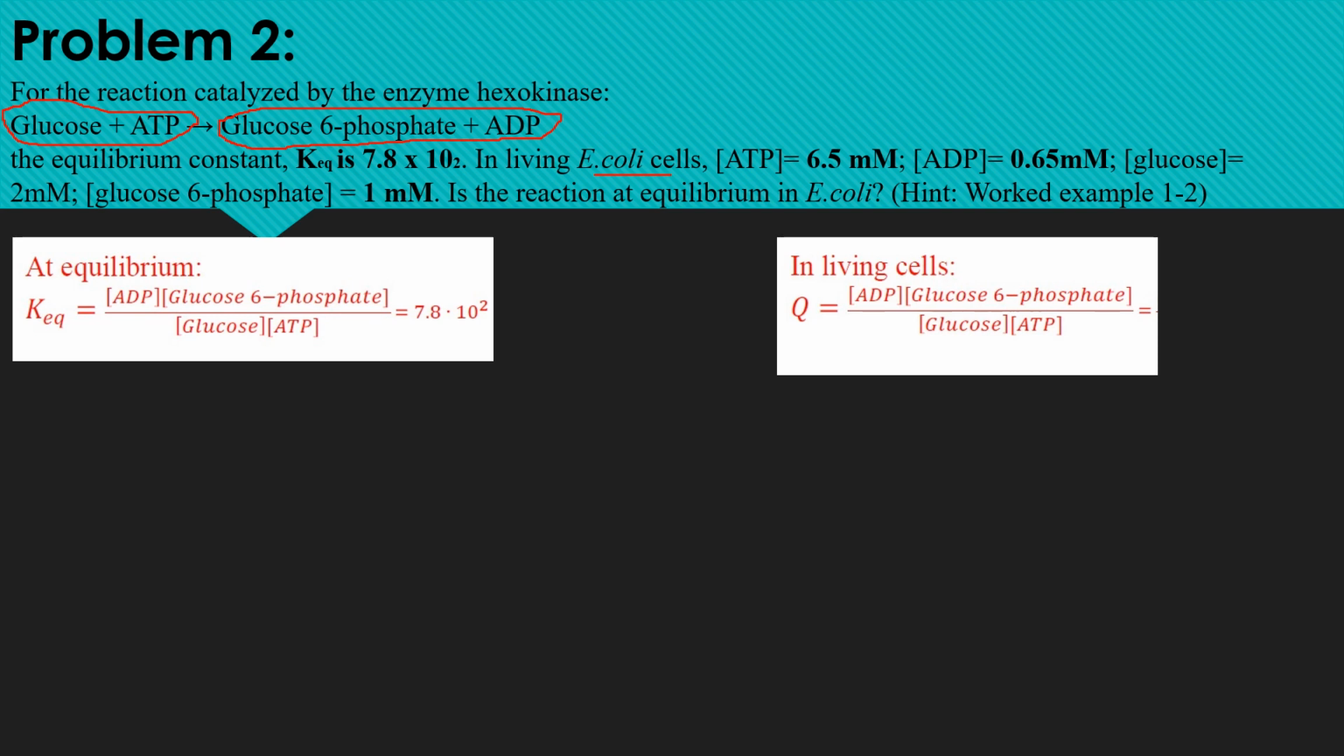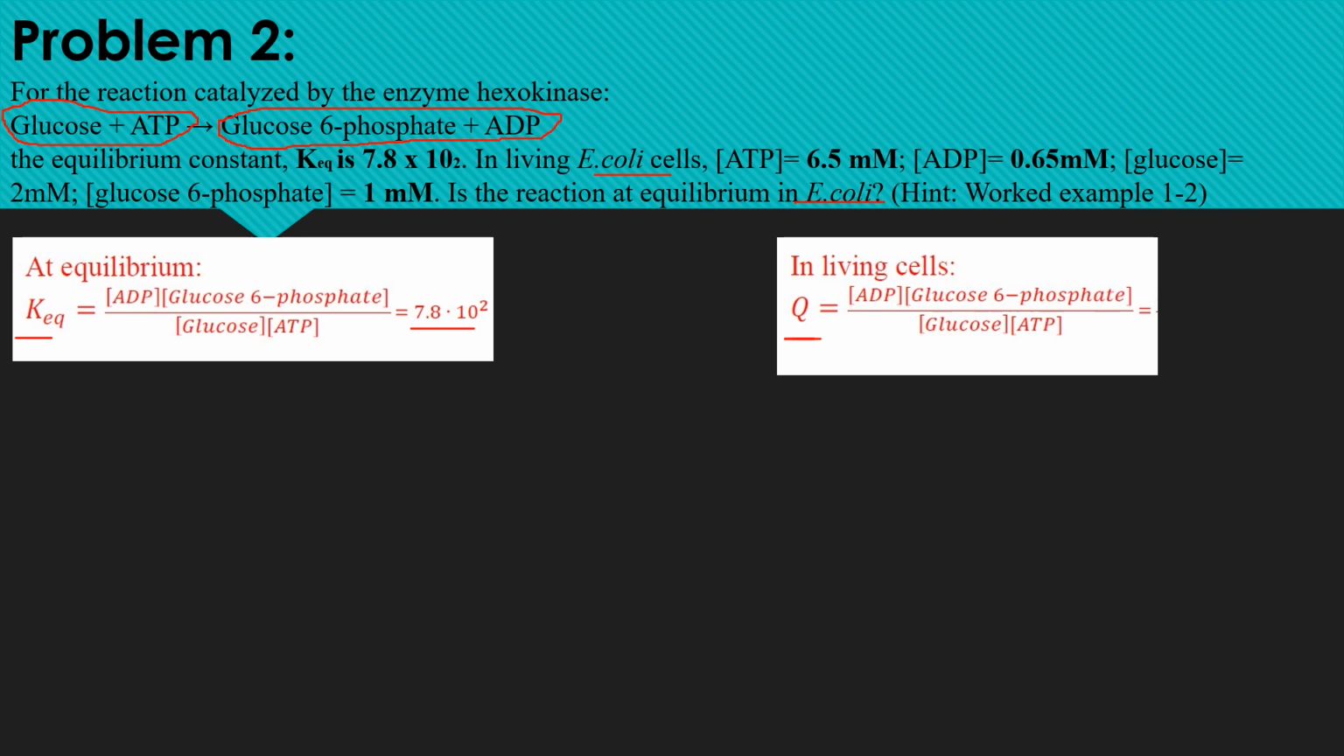And then they're asking you the question, is the reaction at equilibrium in E. coli? So they're telling you that the equilibrium constant, K equilibrium, is equal to 7.8 times 10 squared. So you have to do the math in living cells, which is this Q equation here. You plug everything in, and then you look at the answers and you compare.